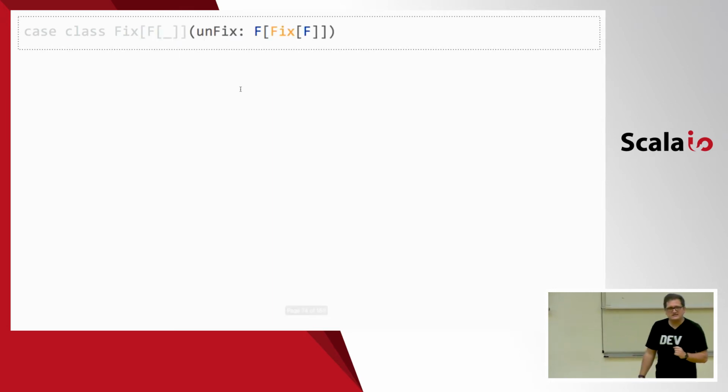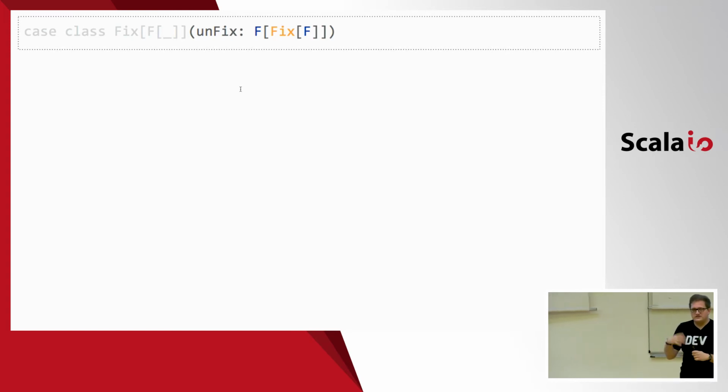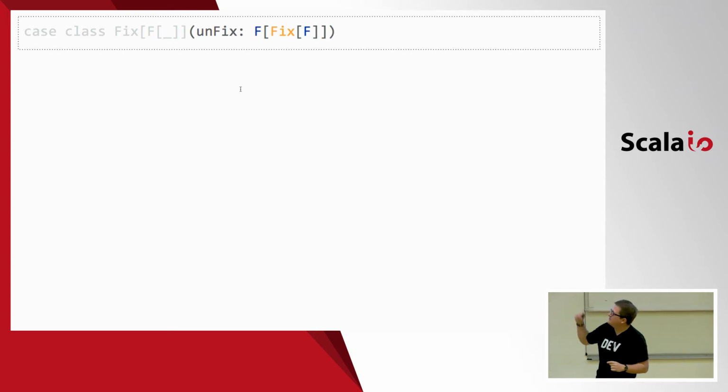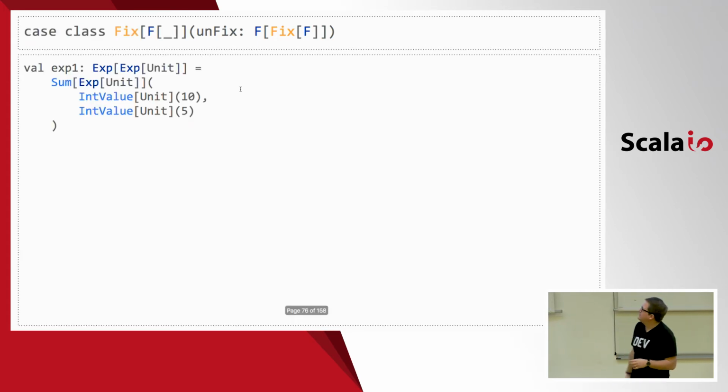Now, Fix is a wrapper class. It is a class that wraps something. It has a single constructor that will take some element when we instantiate an instance of Fix. And what does it take? Well, it takes an F, but not any F, only an F that is parameterized by Fix of F. Okay, this is bizarre, so let's try to work with an example.